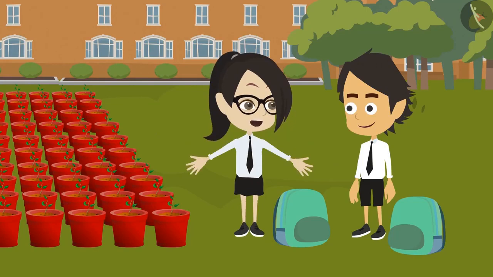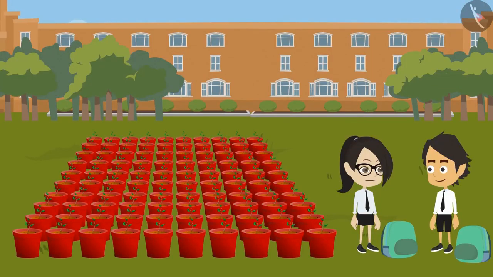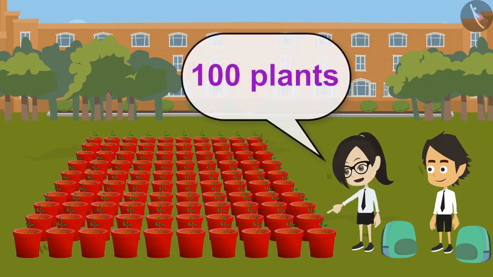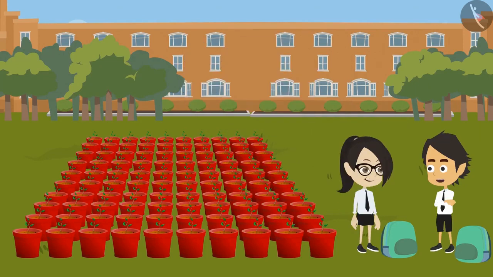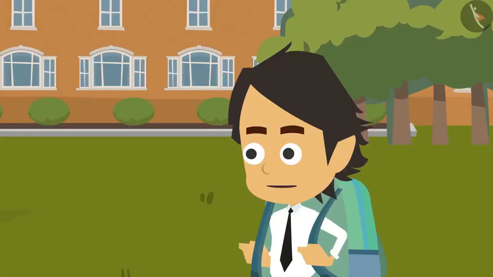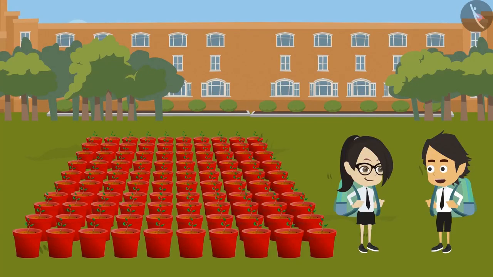Now, since you know the entire multiplication table of 10, you can immediately tell that there are a total of 100 plants. Yes, that's the benefit of multiplication tables. Without the use of paper and pen, you can solve some questions easily. Let me memorize it by singing the multiplication table of 10.